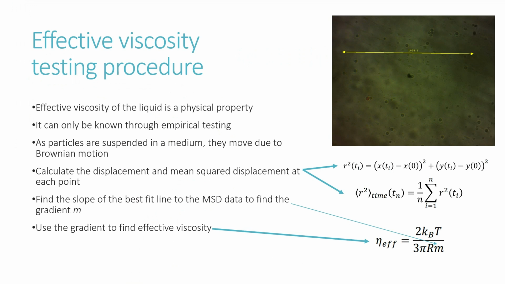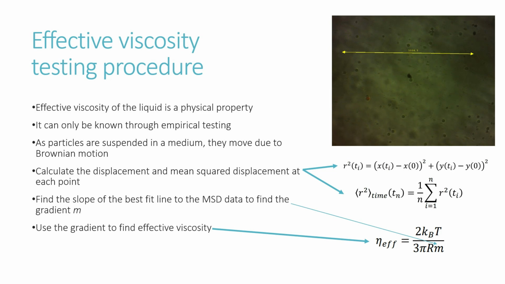Going on to start answering the questions which we were asking in the very beginning, the first one being effective viscosity. This is the testing procedure that we followed. So it's a physical property of the liquid that you're working in. You can only find it out through empirical testing. So particles are suspended in medium, and they move due to Brownian motion. You should be able to see that in the video to the very right. As you see, the particles are gently vibrating.